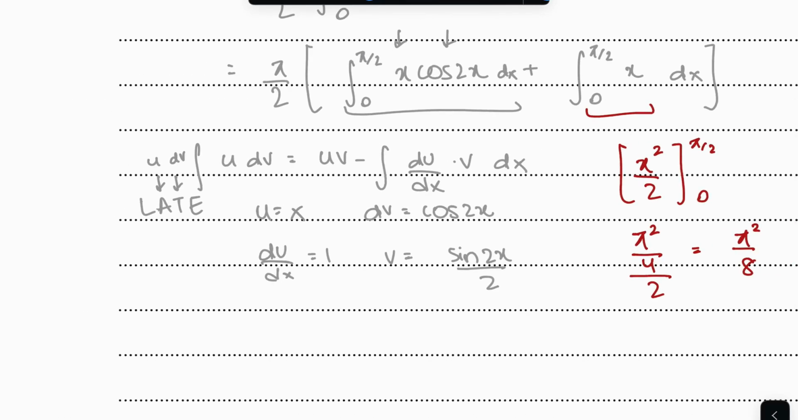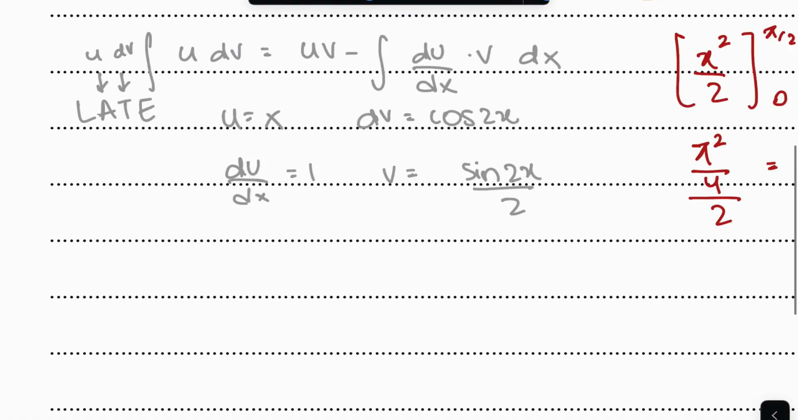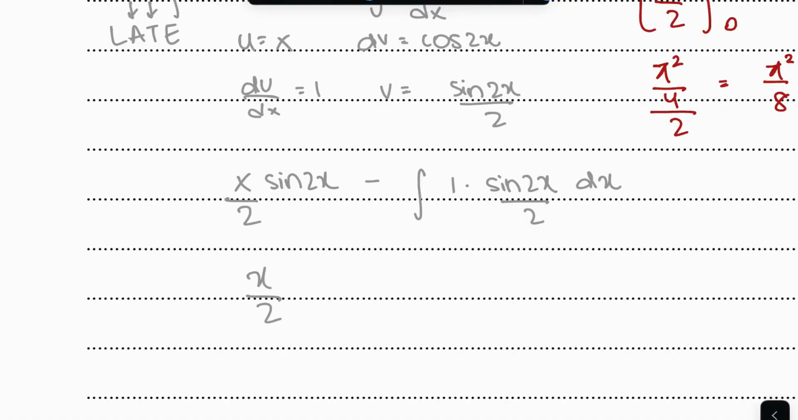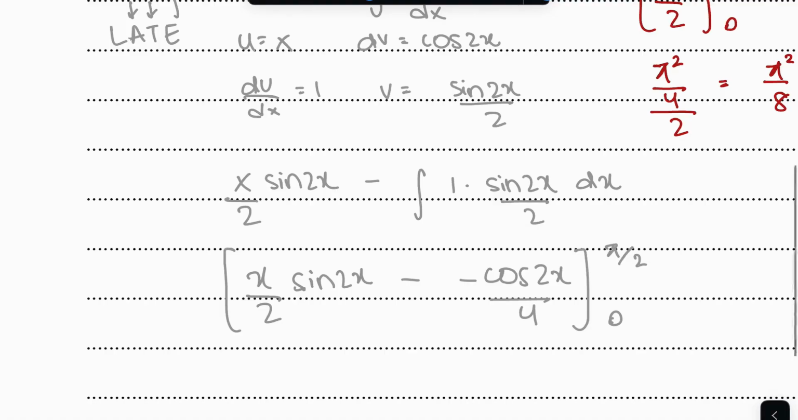Now let's replace this into our main expression. For u we have x, and then for v we have sine 2x over 2, and then minus the integral of du over dx, that is 1, times v, which is sine 2x over 2, times dx. And now we just need to keep simplifying. So we have x over 2 sine 2x minus the integral of this, which is minus cos 2x over 4, and then we have our limits pi over 2 and 0.